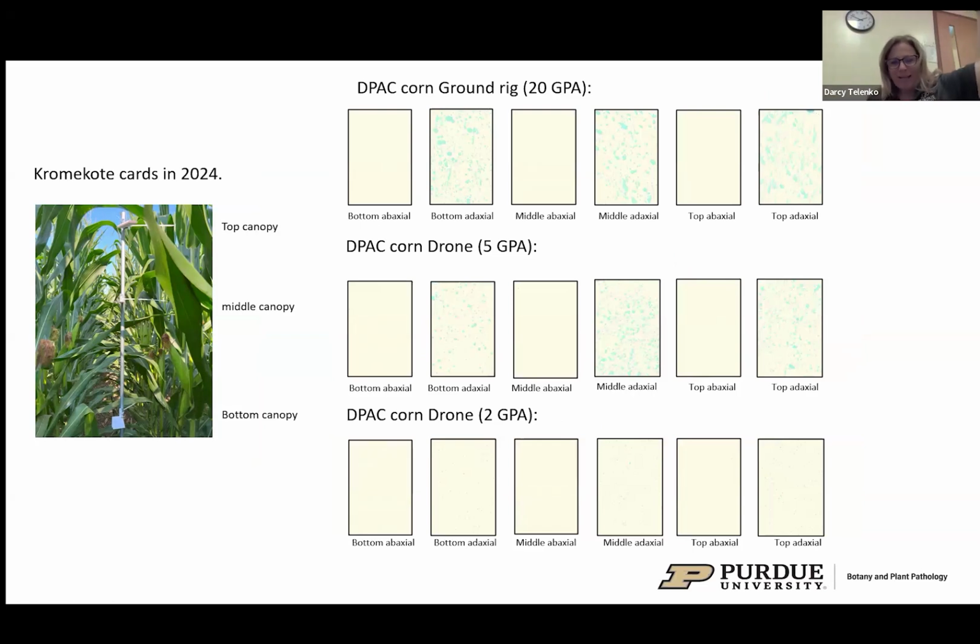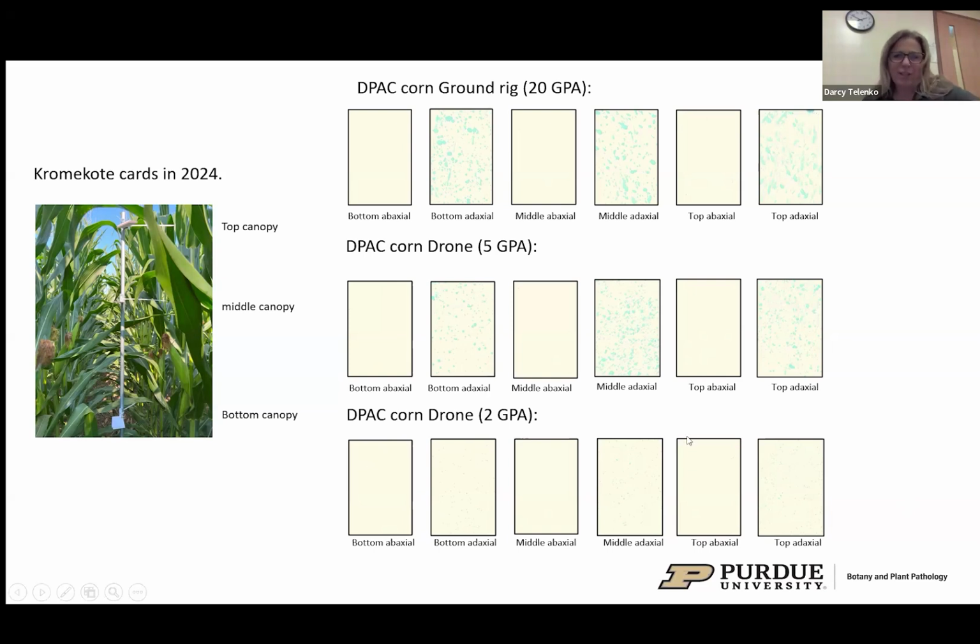We actually set up our mock corn plant with the different canopy areas to kind of look at where the deposition was occurring. So again, you can see more deposition in the upper canopy. Middle canopy has generally a good deposition on those tops of the leaves. And then we lose deposition as we reach the bottom of the canopy, which is normally expected. But again, these are the different things we see.